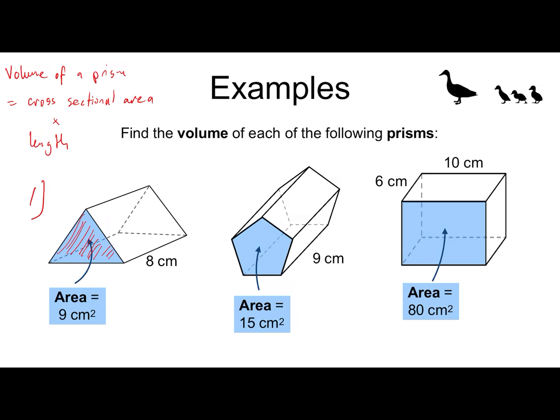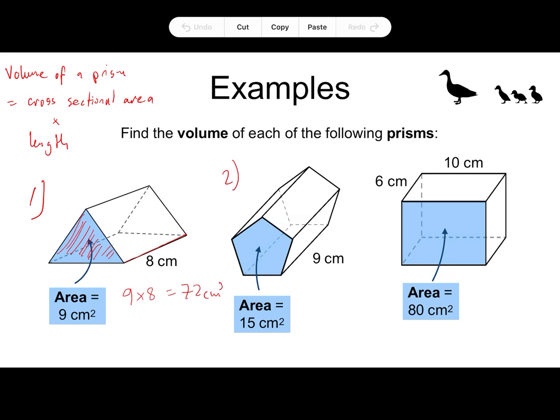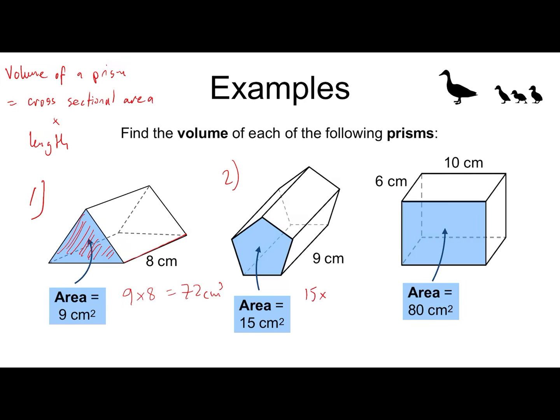Number one, a triangular prism. It's already telling you that the cross-section is a triangle and that the area is 9 and the length is 8. So the volume is 9 times 8, so 72 centimeters cubed. Number 2 would be a pentagonal prism. The cross section is pentagonal, so the volume is literally just 15 times 9, which is equal to 135 centimeters cubed.